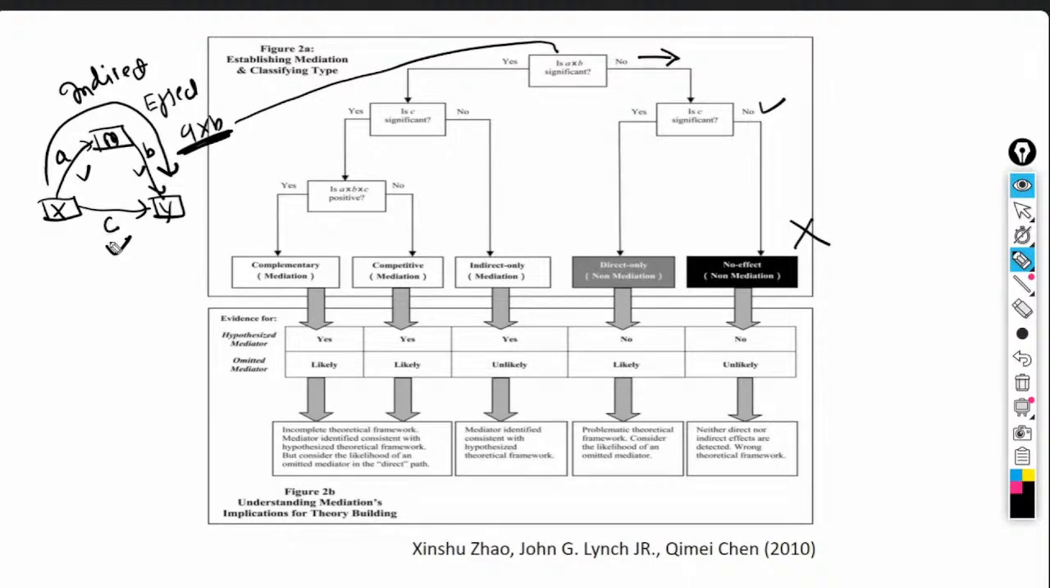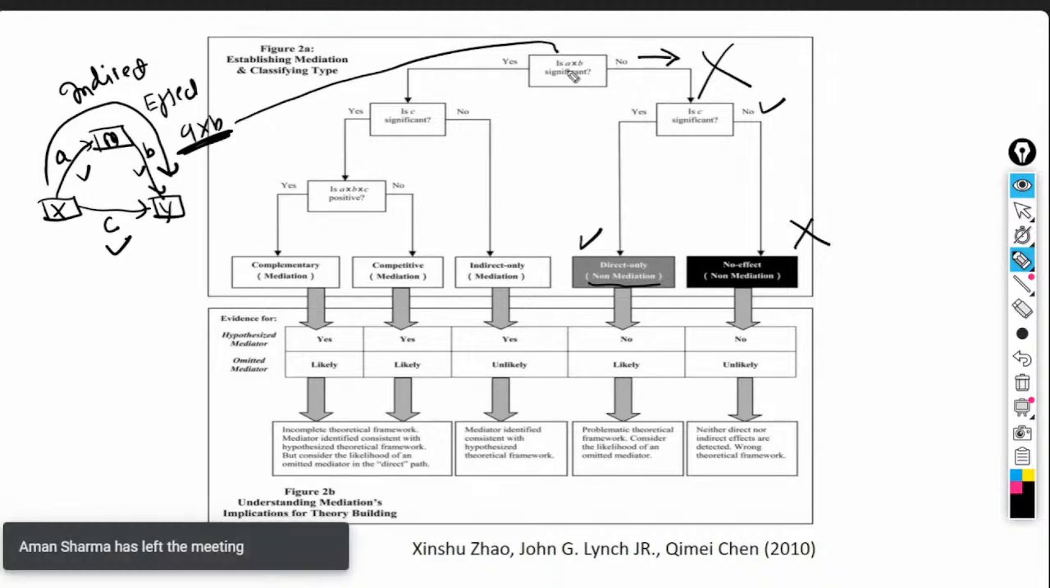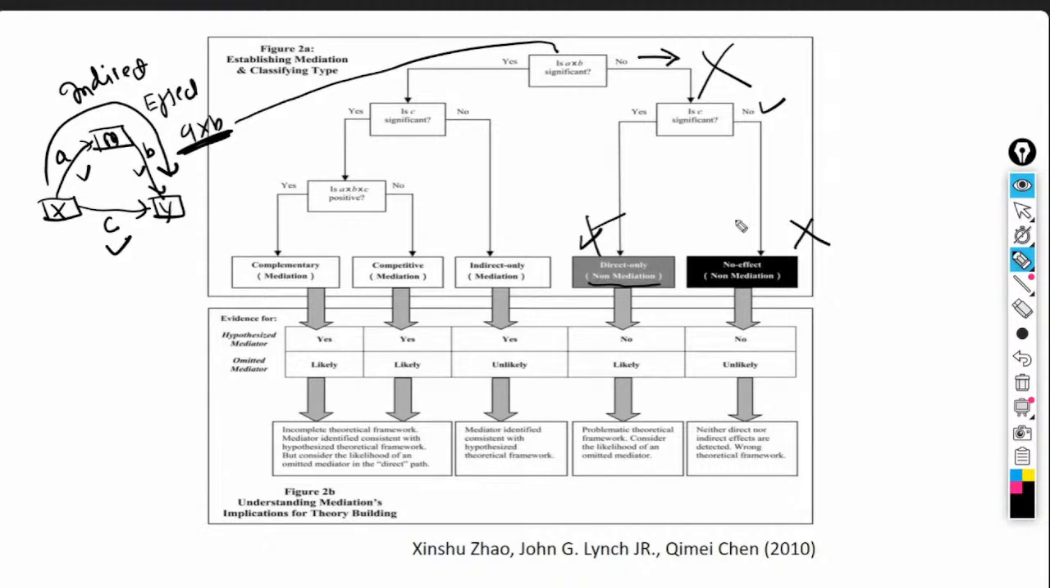Neither direct effect nor indirect effect is significant. It means there is no mediation. Is the direct effect significant? Yes. Then direct only non-mediation. So in this, if the indirect effect is not significant, it means there is no mediation. Mediation will be when the indirect effect is significant. Okay, so in these two cases there will be no mediation.